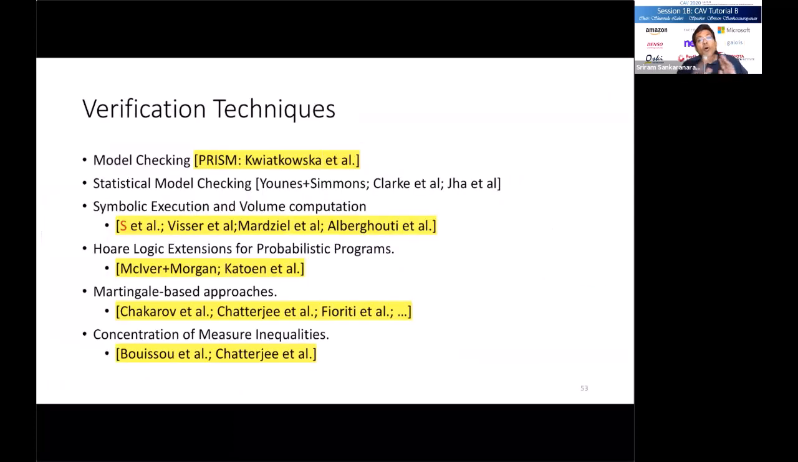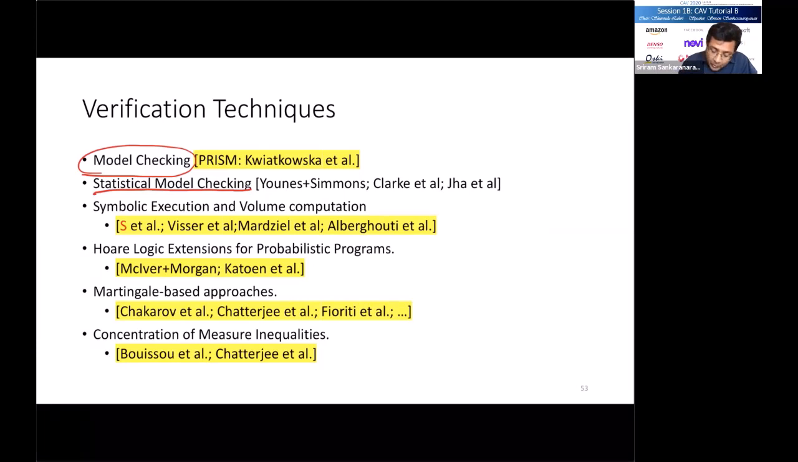There are a lot of techniques for verifying probabilistic programs. I won't talk about PRISM, which is a very, very important tool for verifying properties of finite state, timed, and even some infinite state probabilistic programs. They don't have conditioning, but they have non-determinism and they have assertions as well. Statistical model checking is another very important area which deserves a tutorial of its own.